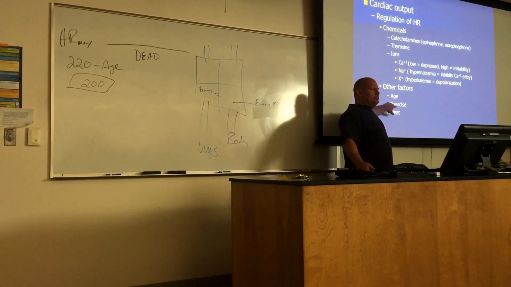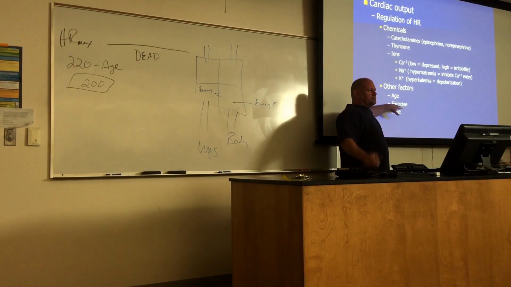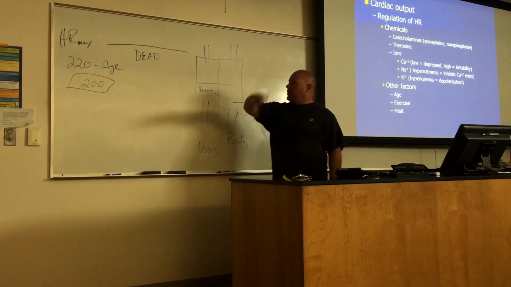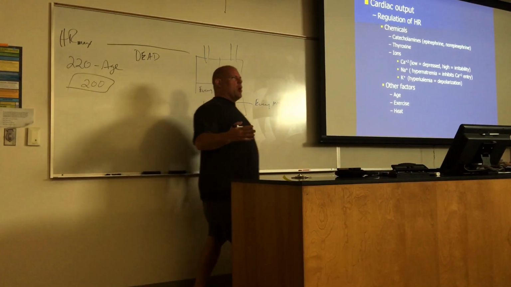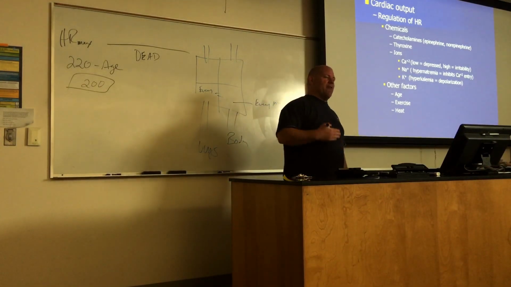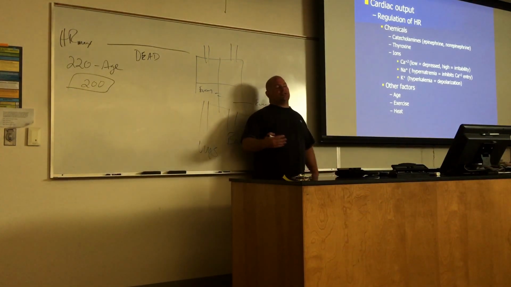Exercise, obviously, it's going to go up. Okay? So the more you exercise, the higher it goes, and that's that 220 minus your age. You can exercise yourself. Probably not to death, because you have what's referred to as psychological volition.